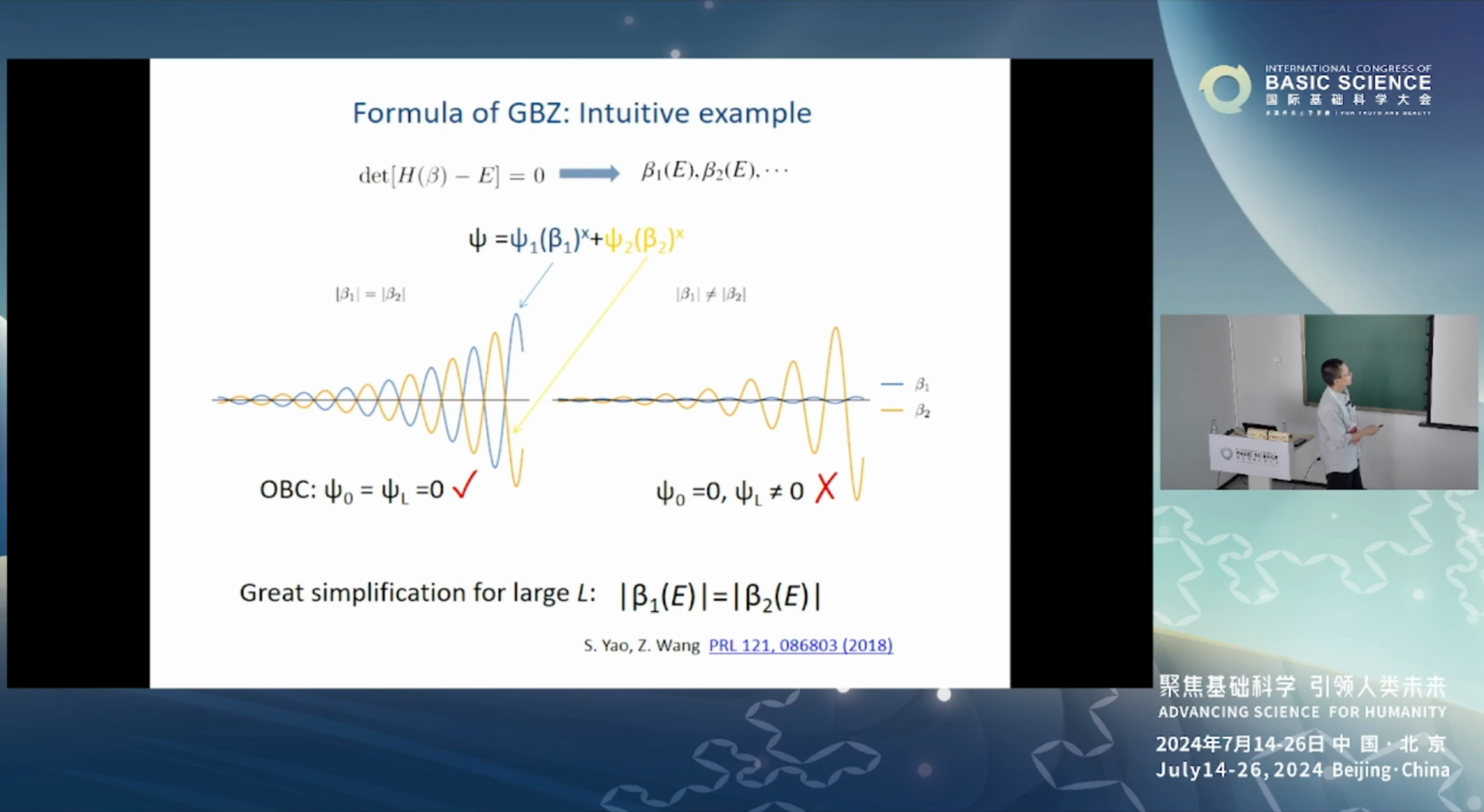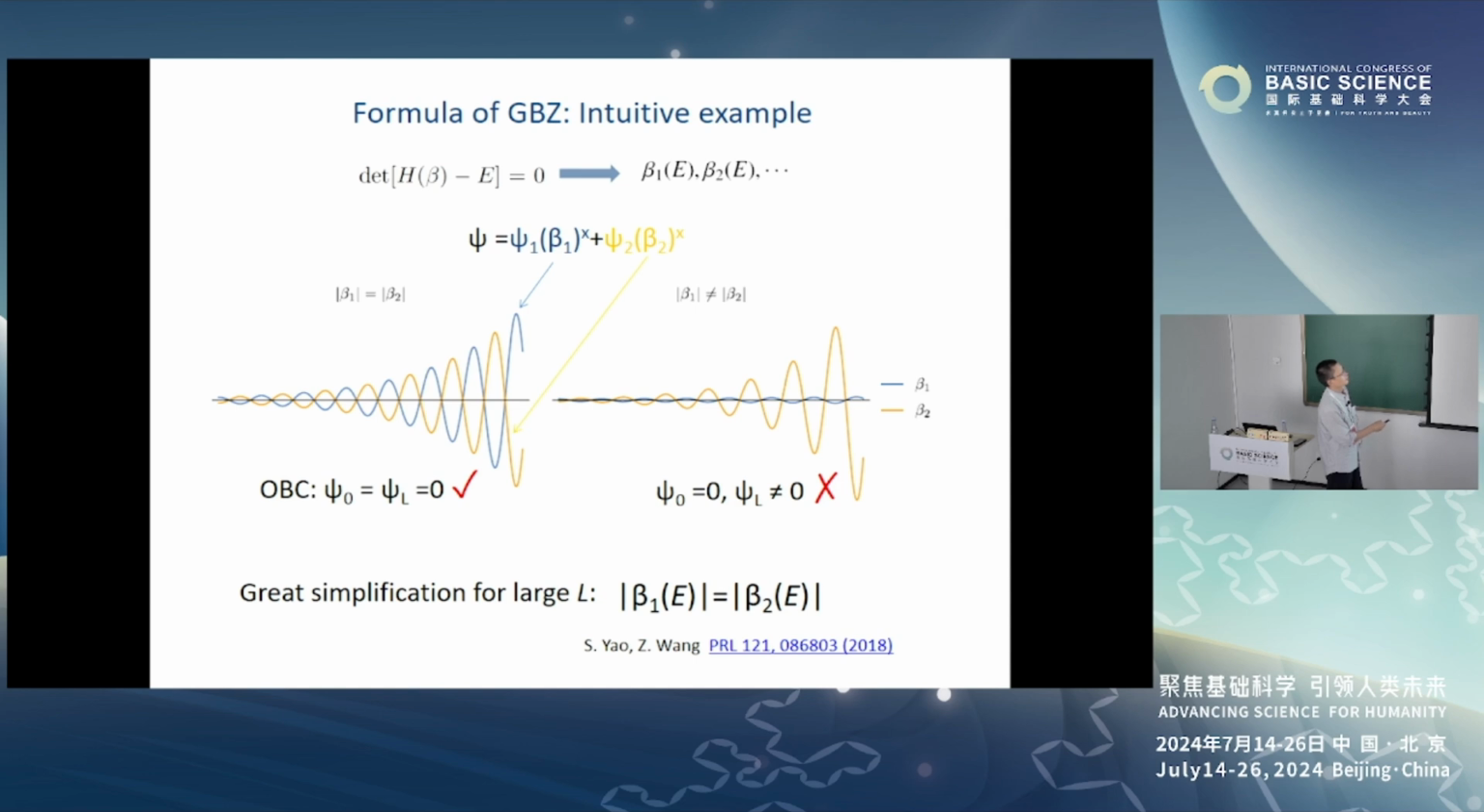So for open boundary conditions, you require the wave function to vanish at the boundary of the system. This is possible only when the modulus of beta 1 and beta 2 are equal in the large size limit. So when the modulus of beta 1 and beta 2 are equal, then the growth rate of the beta 1 component and the beta 2 component is similar. So they can cancel each other at the right end.